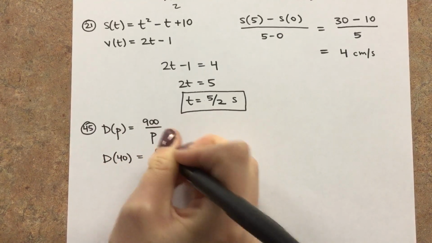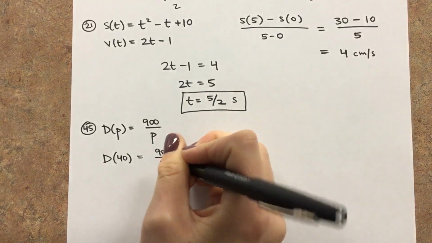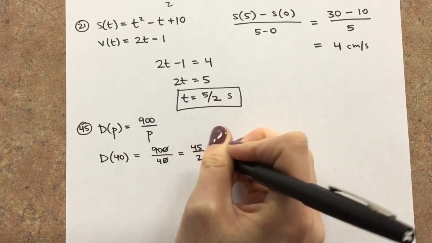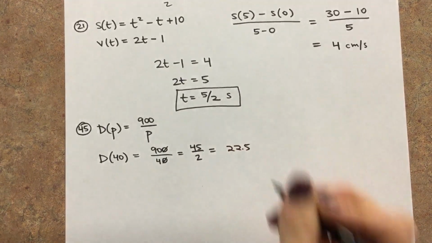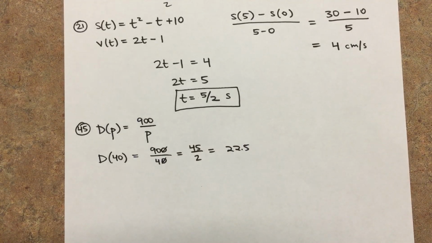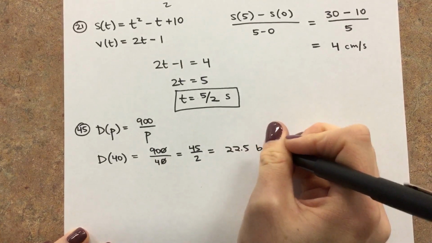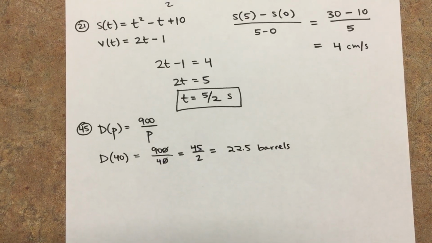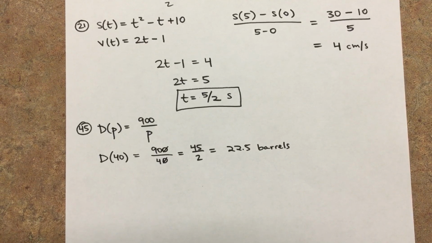So this would be 900 divided by 40. These would cancel out, so this would reduce down to 45 over 2, which is 22.5. And it says that D was given in barrels. All right, so the demand is 22.5 barrels.